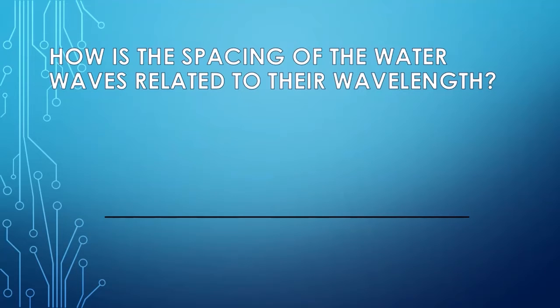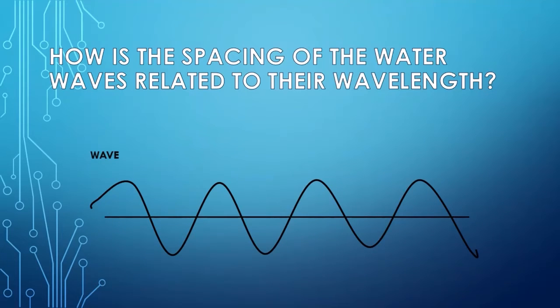So the first question asked is, how is the spacing of the water waves related to their wavelength? Let's say, for example, that we have a horizontal plane, where the water is level, and we begin to have some waves. What we see here are some waves, and from this point at the top to the other point is what we call the crest. So from one crest to the other is what we call a wavelength, and we can also call it the water wave. Reason being, that is what we will see at the surface of the water.